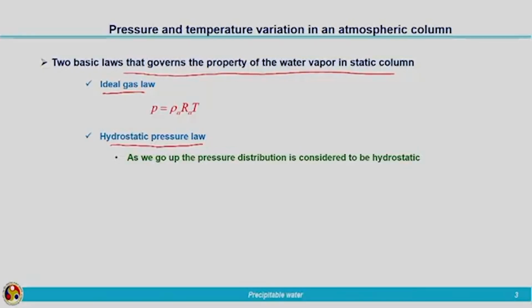So, if the pressure distribution is following hydrostatic, it will follow a relationship like this. As we go up, the pressure distribution is considered to be hydrostatic and P is given by P is equal to gamma H, you might have seen in hydraulics, that is rho g H. The same expression I am writing here, P is equal to minus rho A g z. Here our depth dimension is represented by z and rho A is the density of moist air.